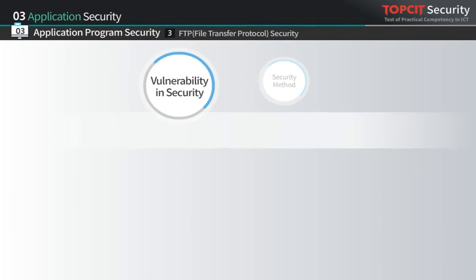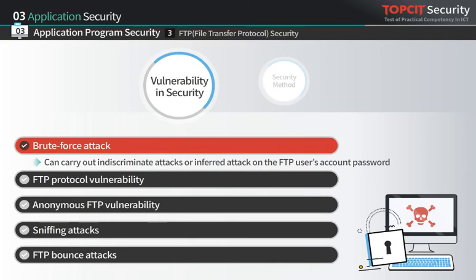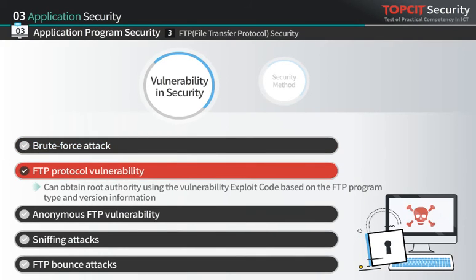Now, let's take a look at the vulnerabilities and security methods of FTP security. What are the vulnerabilities of FTP security? FTP enables brute force or invert attacks on the password of user accounts, and attackers can obtain root authority using attack codes to take advantage of the vulnerabilities based on the FTP program type and version information.